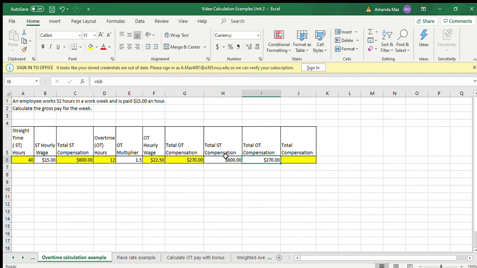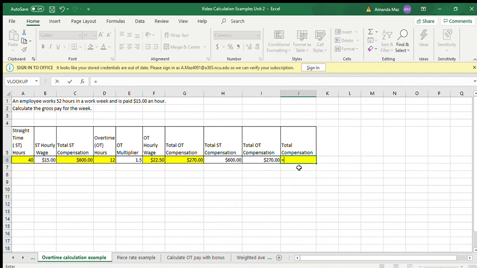Which is why when you're doing the homework, it's important to remember to only key in the information in the yellow highlighted cells. If anything is white, do not change the data or enter any information into the white cells.